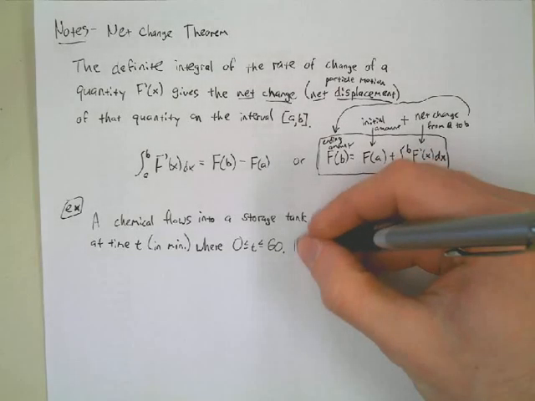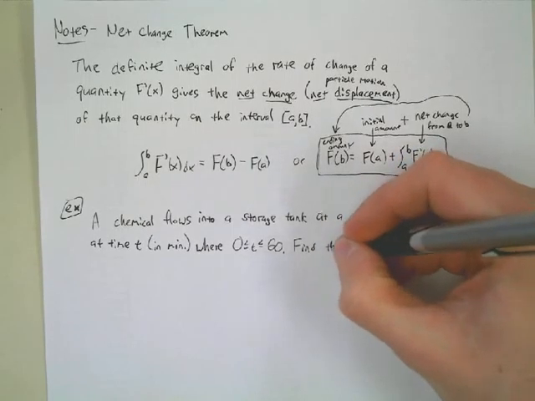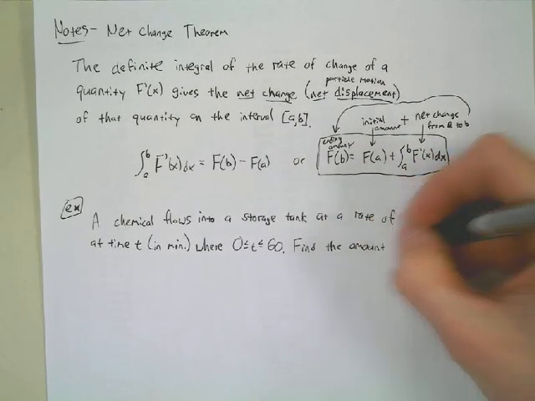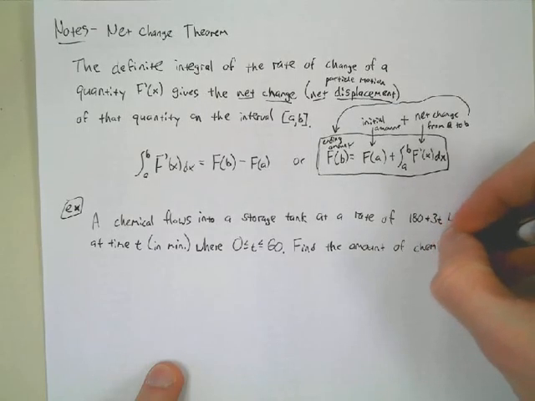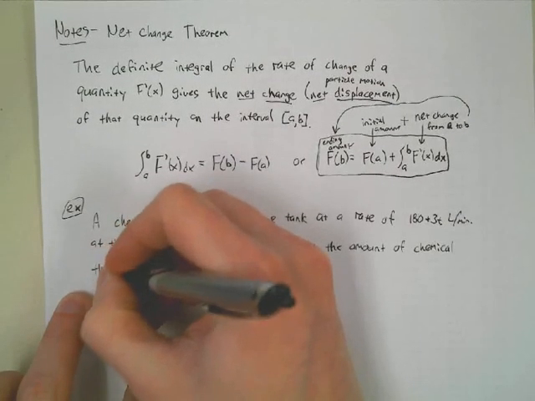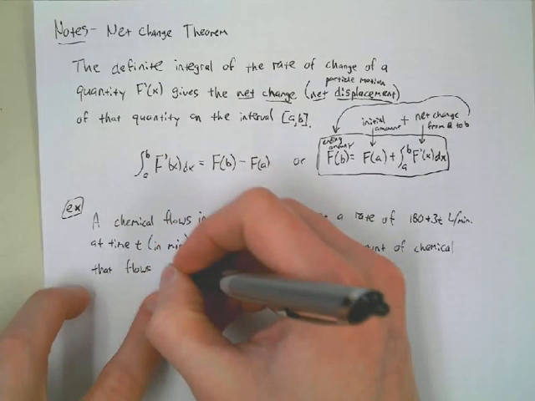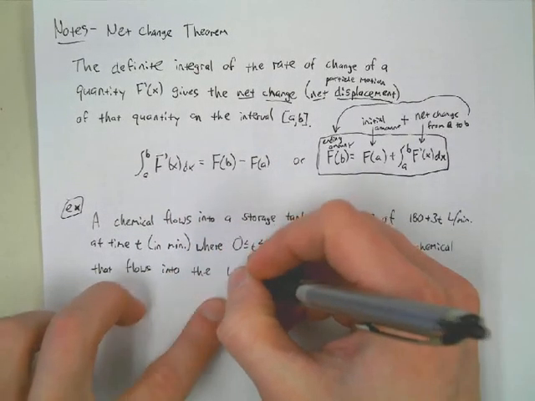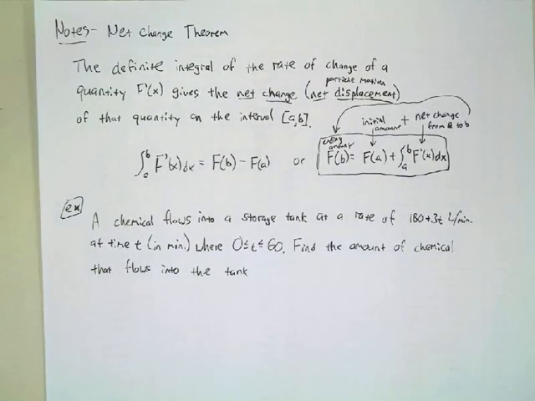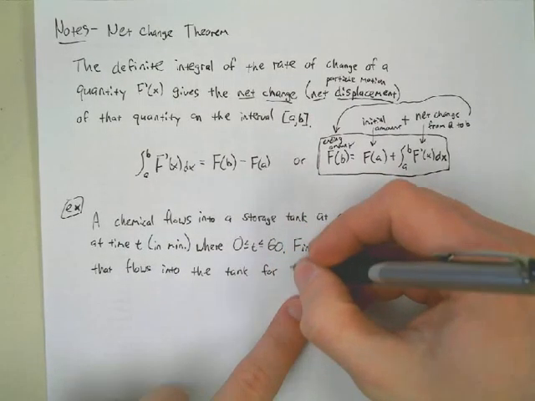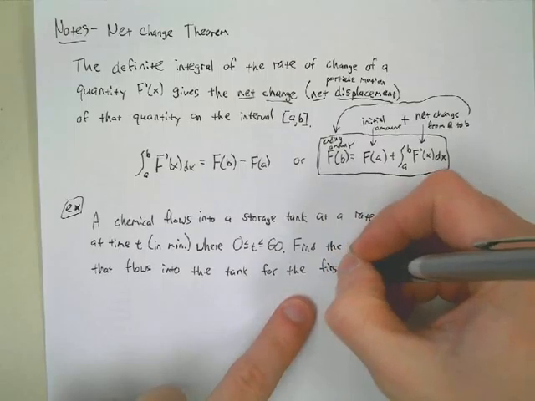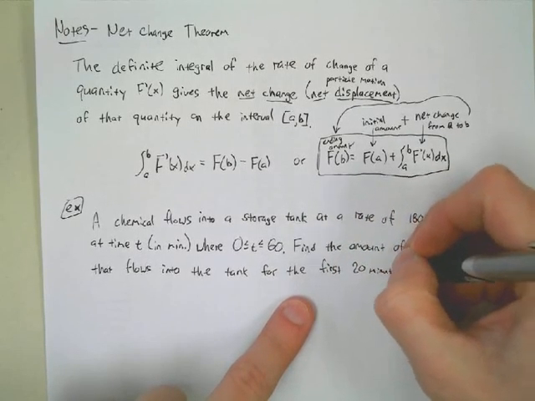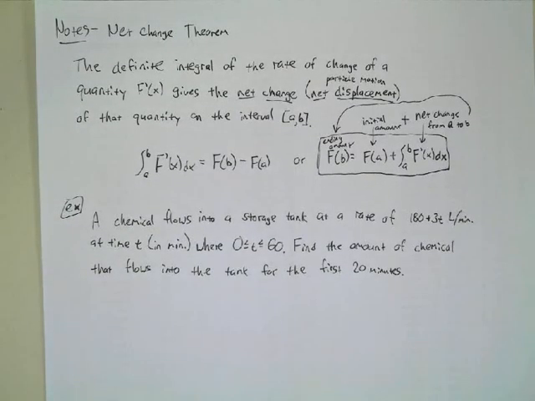Find the amount of chemical that flows into the tank for the first 20 minutes. All right, find the amount of chemical that flows into the tank for the first 20 minutes.